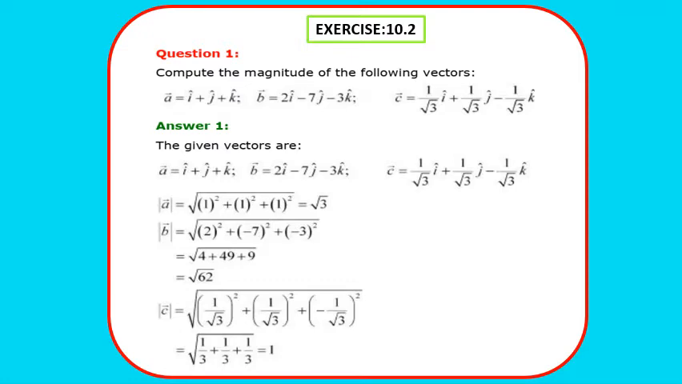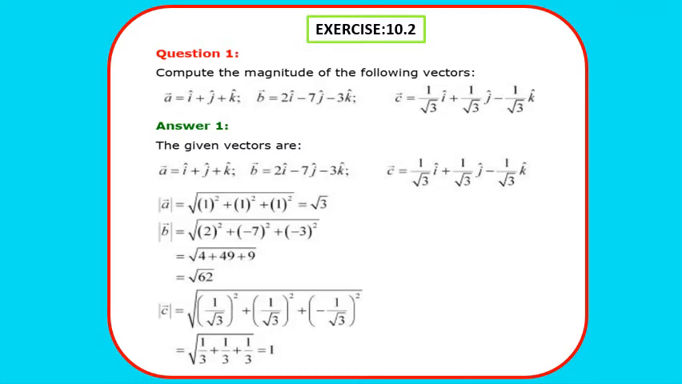Vector b is 2i minus 7j minus 3k. So magnitude of vector b equals under root 2 square plus (minus 7) square plus (minus 3) square, which is equal to under root 62. And vector c is 1 upon root 3 i plus 1 upon root 3 j minus 1 upon root 3 k. So the magnitude of vector c will be equal to under root (1 upon root 3) square plus (1 upon root 3) square plus (minus 1 upon root 3) square, which will be equal to 1.